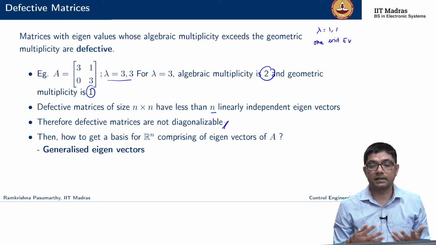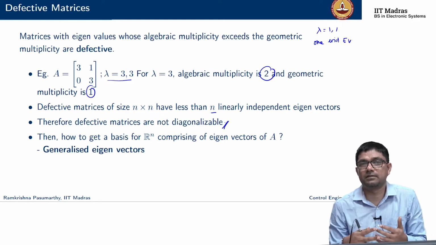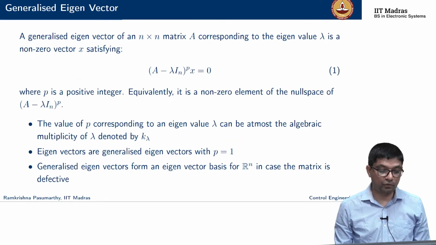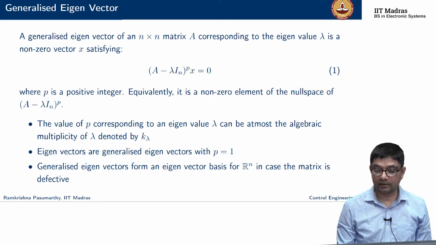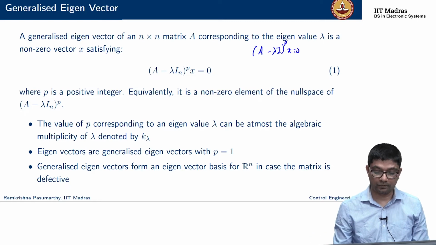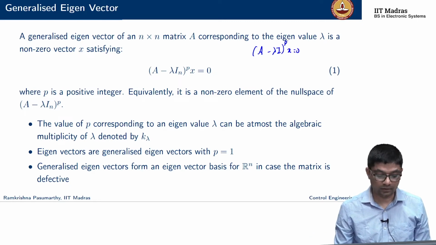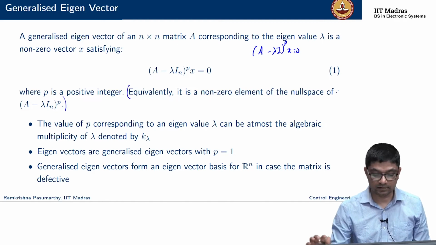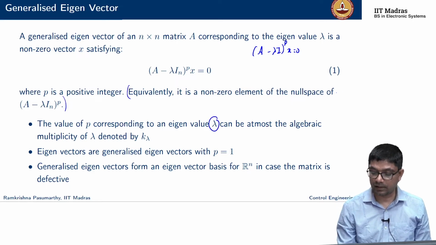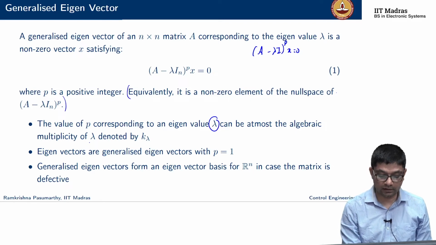Is there some hope? Maybe can I get something which is closer to a diagonal matrix, if not exactly a diagonal? So what we do now is we have the concept of a generalized eigenvector, right? For a generalized eigenvector, I don't just look at A minus lambda I times x equal to 0, but I have a p on top, where p is a positive integer. Again, this is some terminology from linear algebra. If you don't understand, you can just ignore this sentence. And the value of p corresponding to lambda can be at most equal to the algebraic multiplicity.